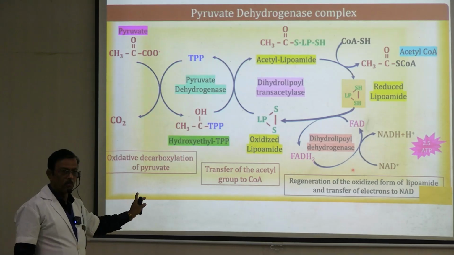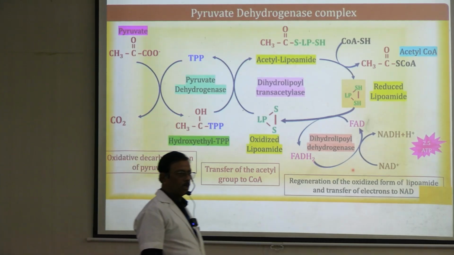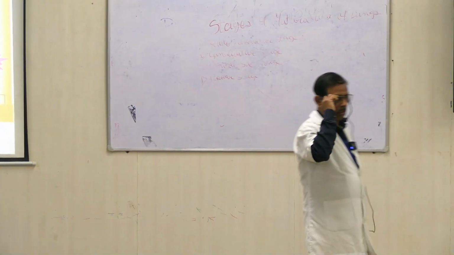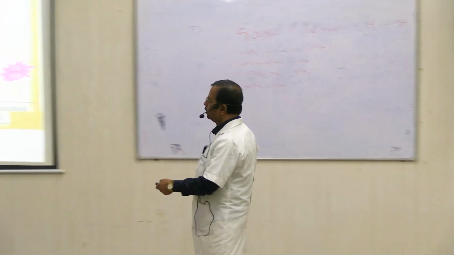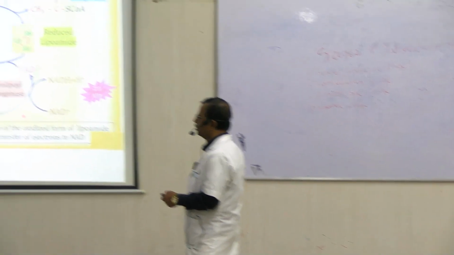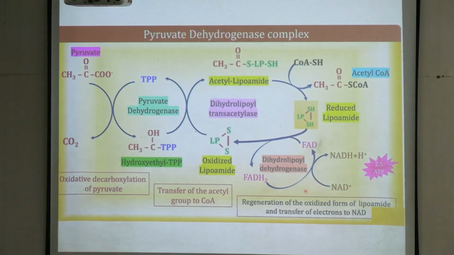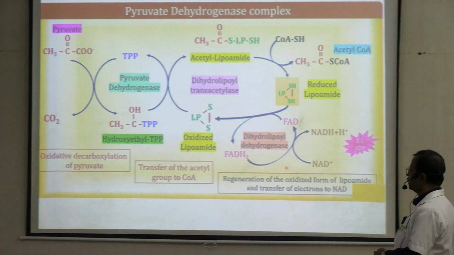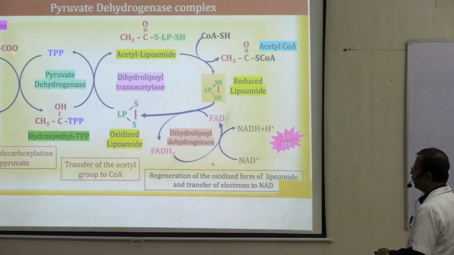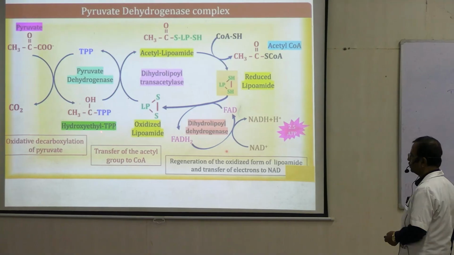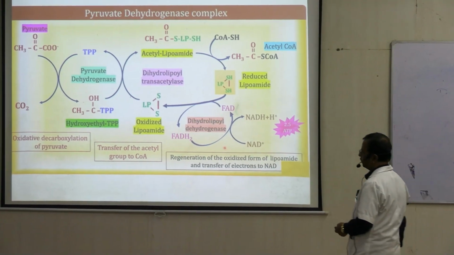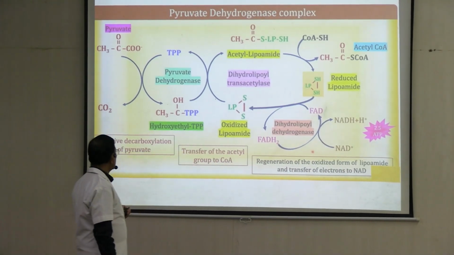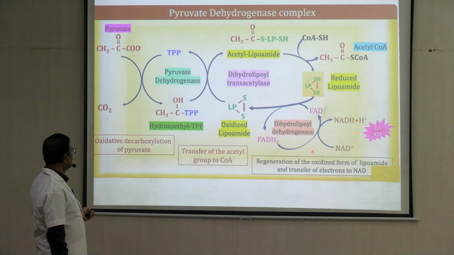Now this is the reaction. You have to draw this. When you answer about the PDH complex, you have to draw this diagram. So this is the pyruvate. This is the thiamine pyrophosphate, the coenzyme of vitamin B1. Thiamine pyrophosphate takes up the ethyl group from the pyruvate and becomes hydroxyethyl thiamine pyrophosphate.